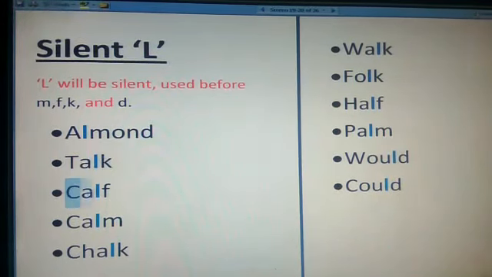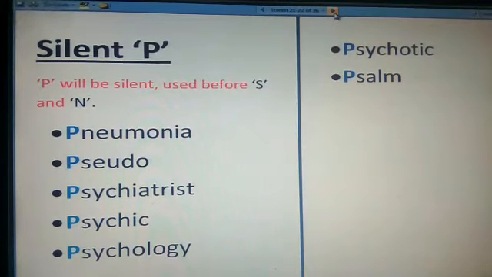Talk. Cough, calm, chalk, walk, folk, half, palm, would, could. Now move on to the next silent letter, that is P.